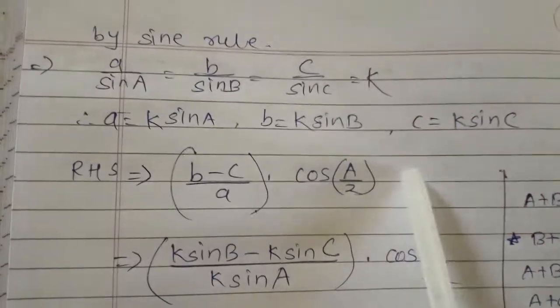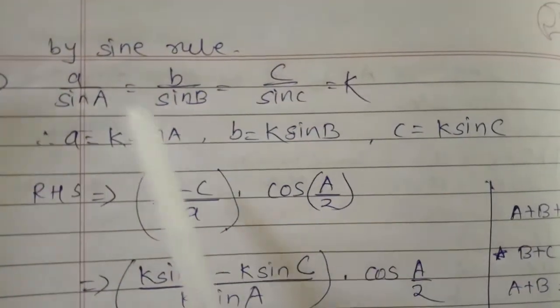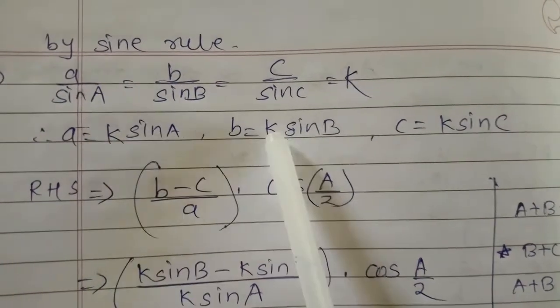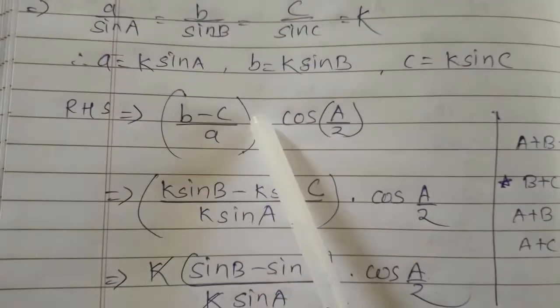So see, by sine rule we can write it like this. The sine rule is A upon sin A is equals to B upon sin B is equals to C upon sin C is equals to K. Just we're going to find out the value of the sides, that is A, B, C. A is K sin A, B is K sin B, and C is K sin C. Now we're going to start with the RHS.